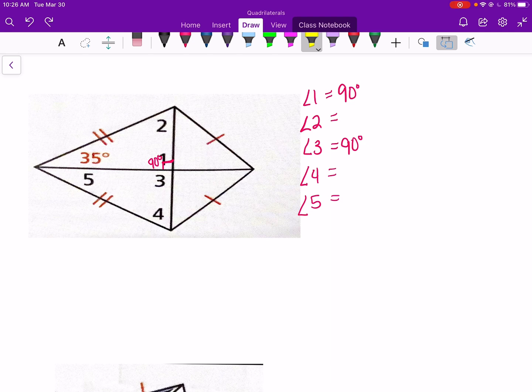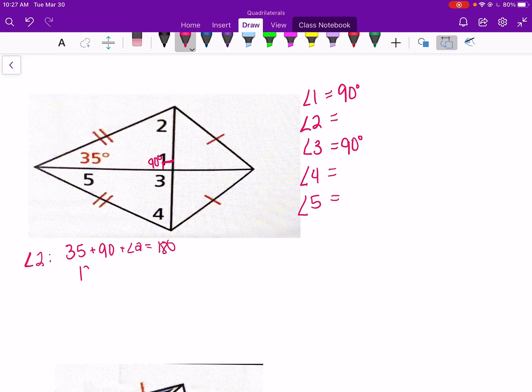If you guys think back to when you were finding missing angles of a triangle, that is all we're doing. So we know that the angles of a triangle add to 180. So for angle 2, I know that 35 plus 90 plus our angle 2 has to be 180.